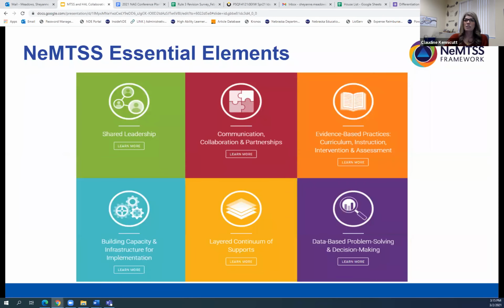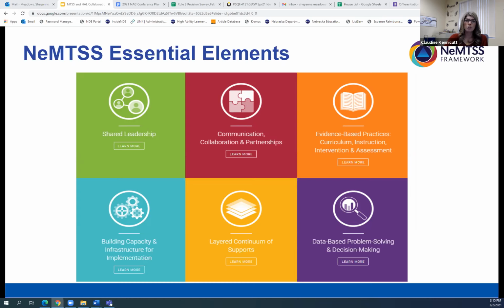And so we'd like to show you briefly the components of our deeply implemented multi-tiered system of support. And we refer to these 6 elements as our essential elements, or the building blocks, foundational pieces, whatever you'd like to call them, to the system. This can also be thought of as the backbone of our work. And these essential elements were identified by the Nebraska builders.